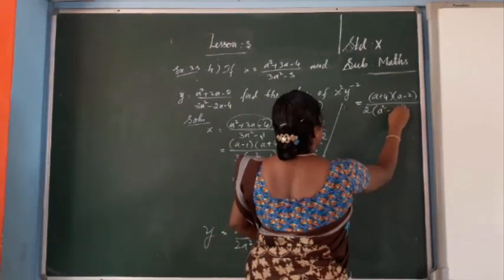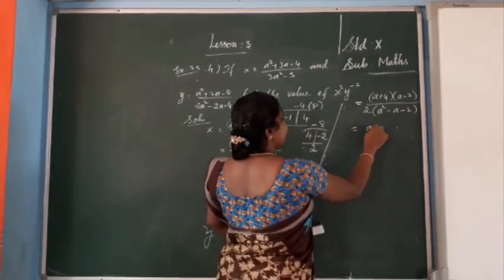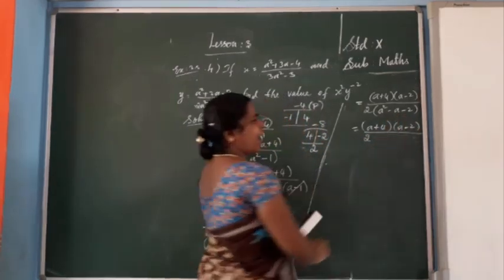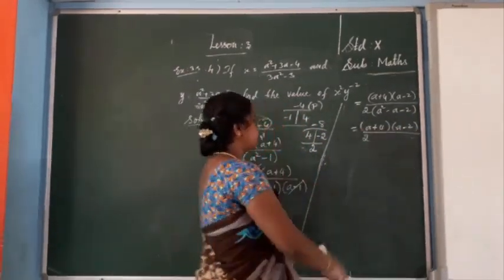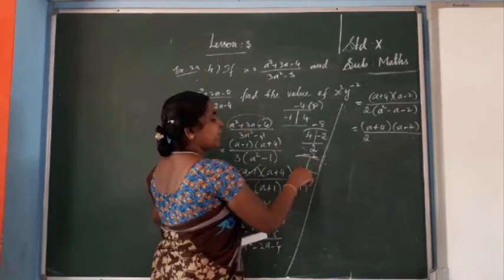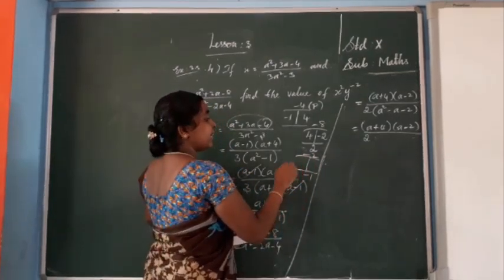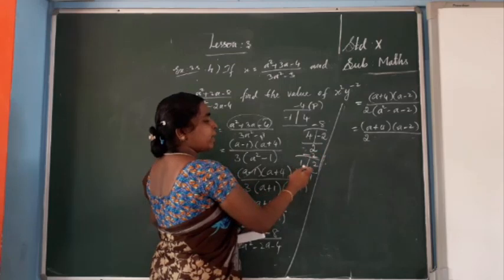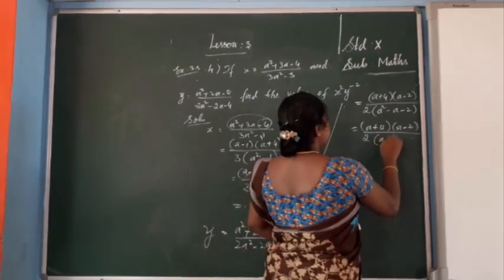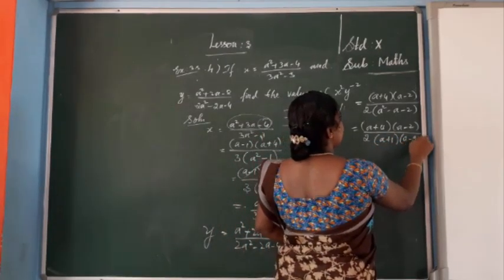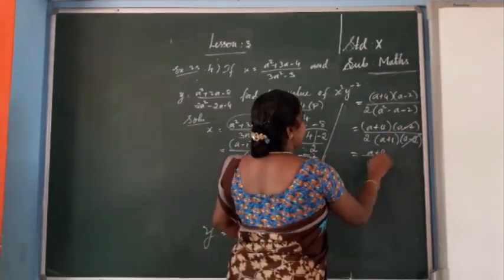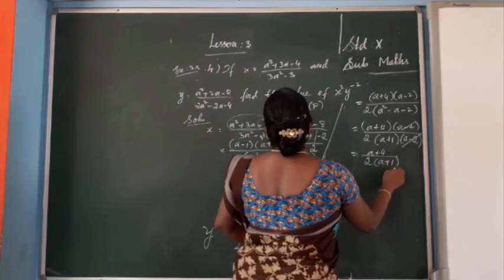So a square minus a minus 2. A plus 4 into a minus 2, divided by 2 into, factorize this. The product is minus 2 and the sum is minus 1. So one number is negative, the greater number is negative. For 2 only one factorization is possible, 1 times 2, so you put minus for the greater number. The value is a plus 1 into a minus 2. Now a minus 2 cancels. Remaining a plus 4 by 2 into a plus 1. This is the value of y.